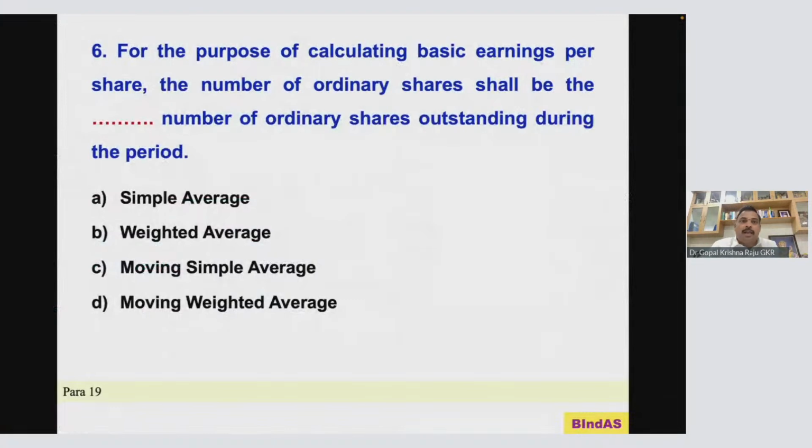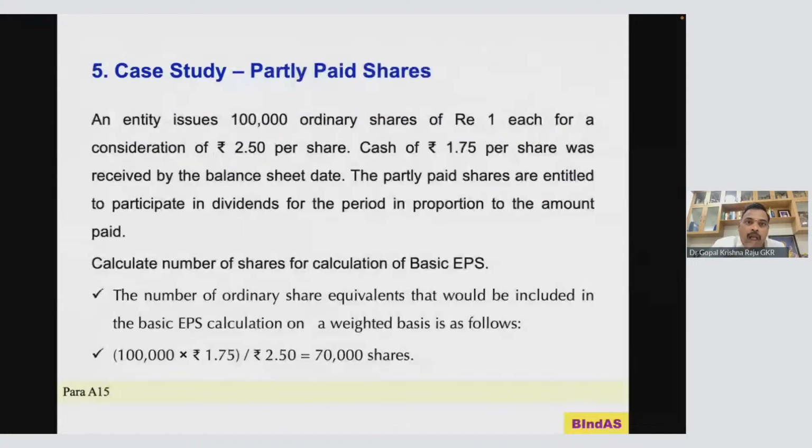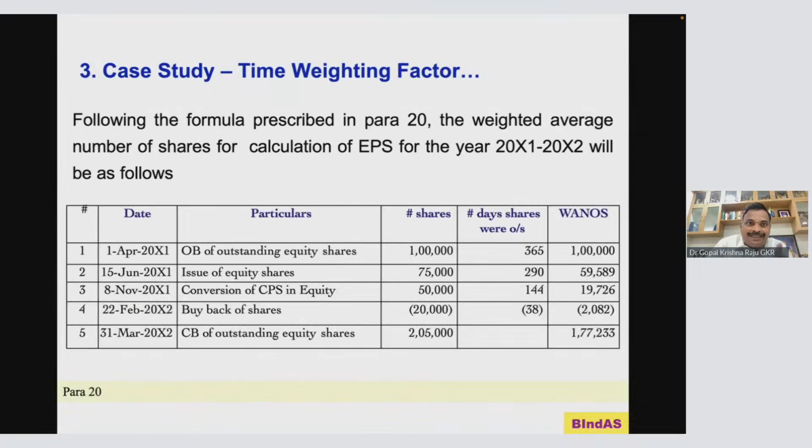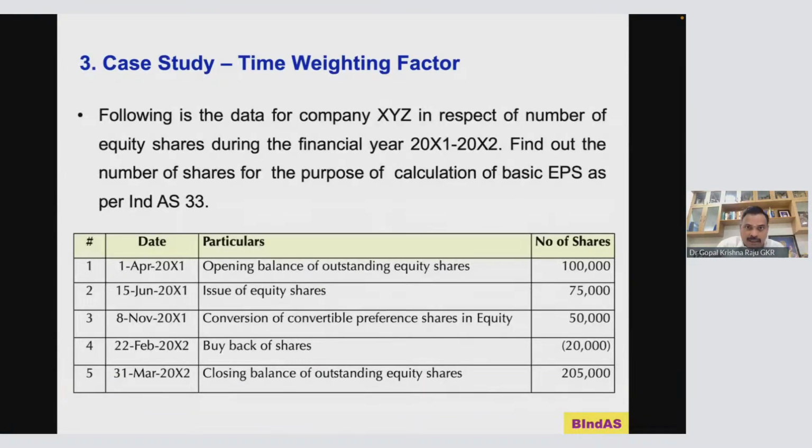Now I'll take you to one simple question. Look at this. One interesting question on partly paid shares, another interesting question on this time factor. So just now I was discussing this weighted average. Now look at this. This is the data about a company for 21-22. On 1st April, you had 1 lakh shares. On 15th June, you issued 75,000 shares. On 8th November, converted preference shares to equity, 50,000. On 22nd February, you bought back the shares and cancelled them. So that is reduced.